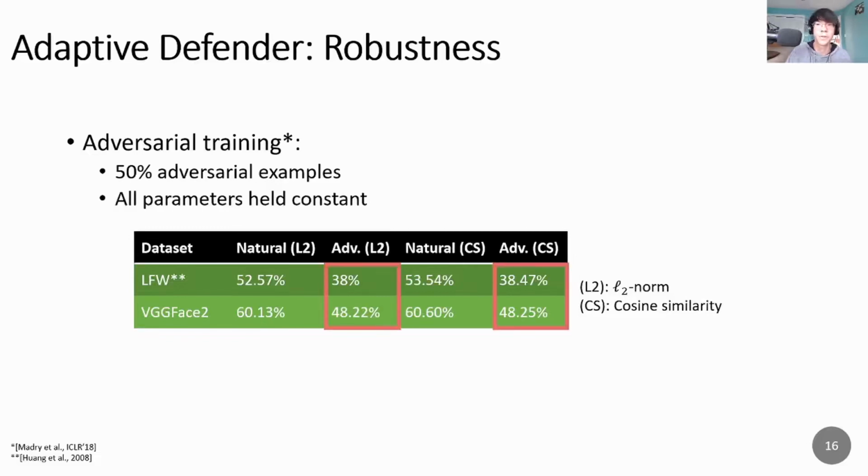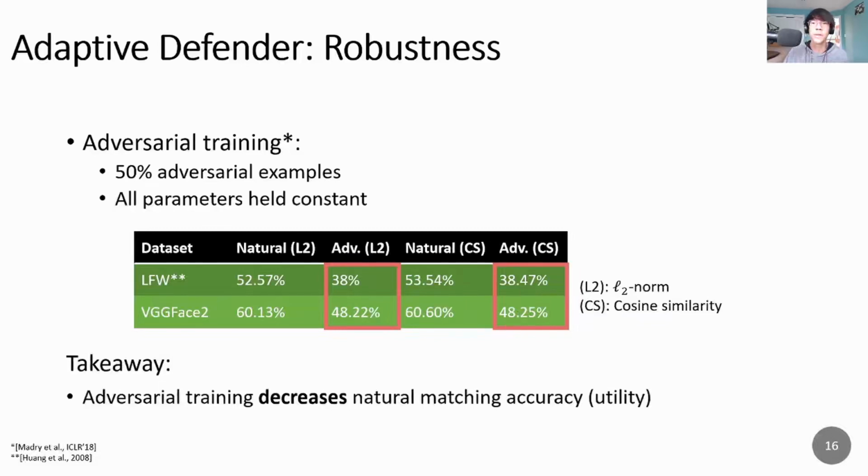Observe that the accuracy on the adversarially trained FaceNet model is much lower than that of the naturally trained FaceNet model. This severely hampers usability of such recognition networks. In summary, we find that adversarial training does improve the robustness of the network, but it decreases the matching accuracy significantly.